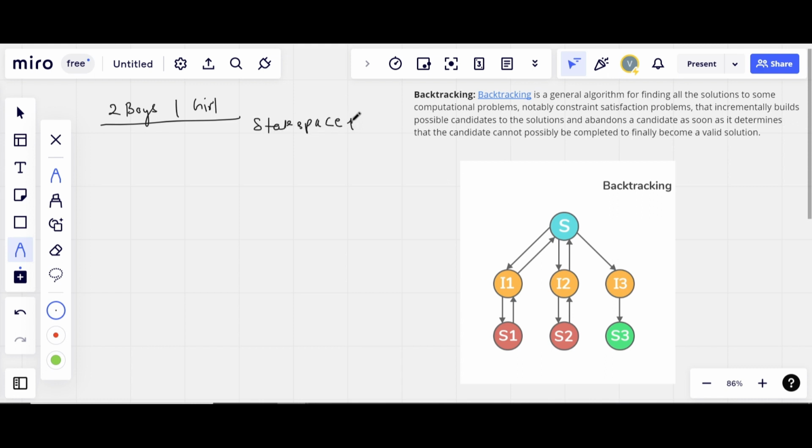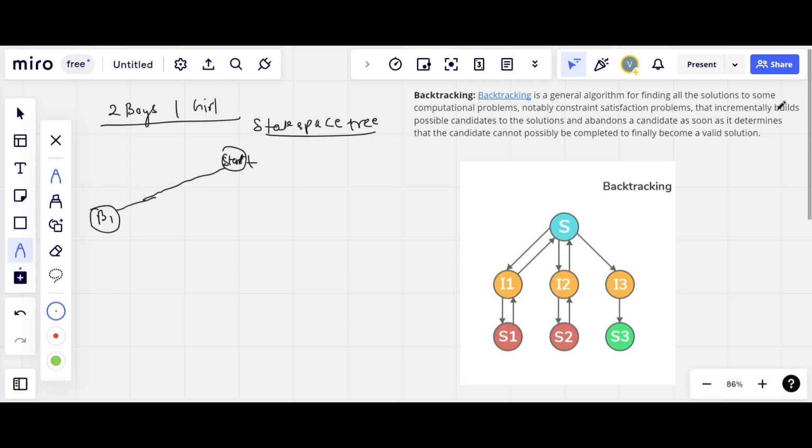So what is a state space tree? It's a tree with all the possible solutions for a given problem, where each solution is represented by a path from the node up to the leaf. So let's try to draw the state space tree for this. Now we'll start from the start or the root node. First, either a boy B1 can sit first, right? So this is one choice that we have made.